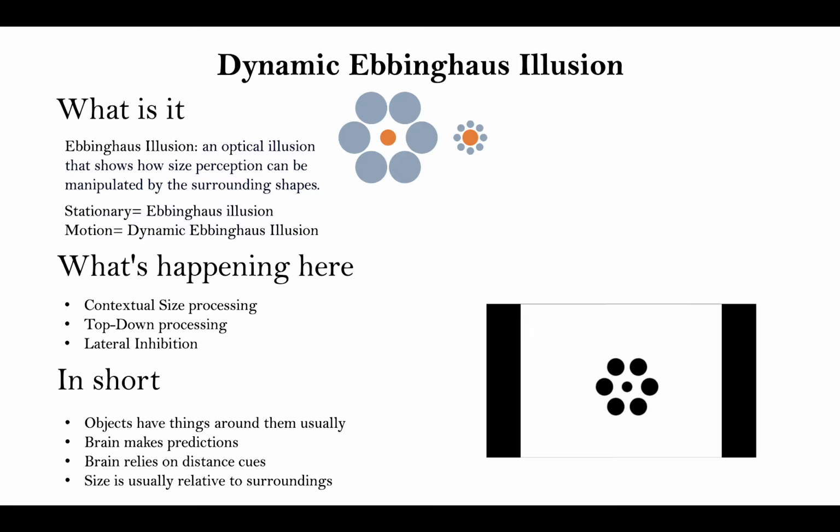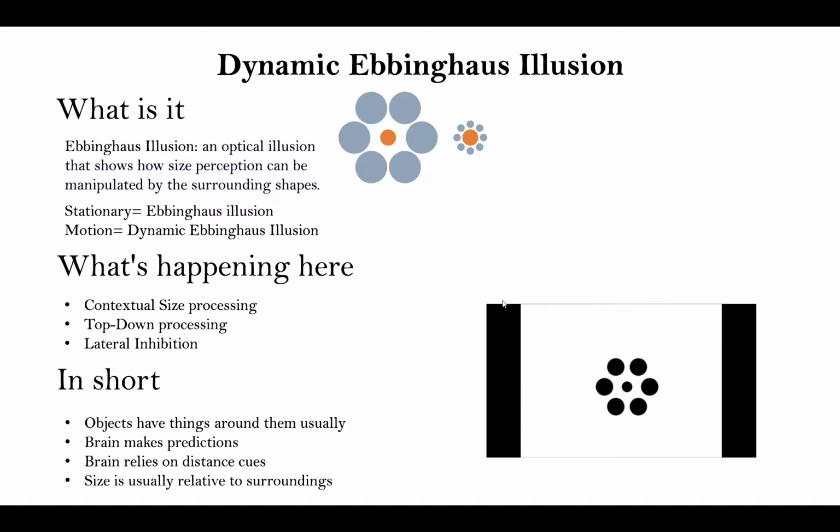And the last process that I believe is happening here is lateral inhibition. This is where activated cells reduce the activity of nearby cells. And this helps sharpen contrast and make edges or differences look a lot clearer.